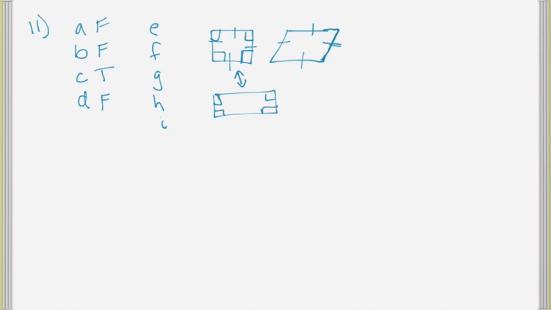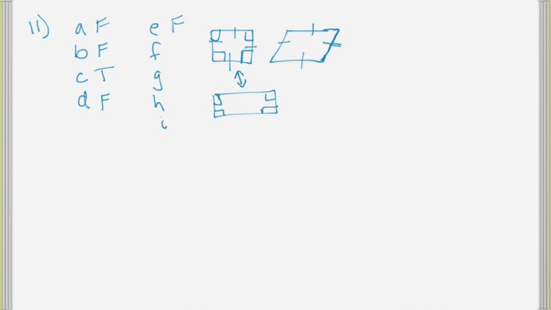E, all similar triangles are congruent. False. Why not? Because you could have a tiny one with the same angle measures that's in proportion to a huge one. Similar means angles are the same, and congruent angles should also be the same. But similar means sides are in proportion, whereas congruent means sides have to be the same. And they don't have to be the same, they just have to be in proportion to be similar. So that is false.